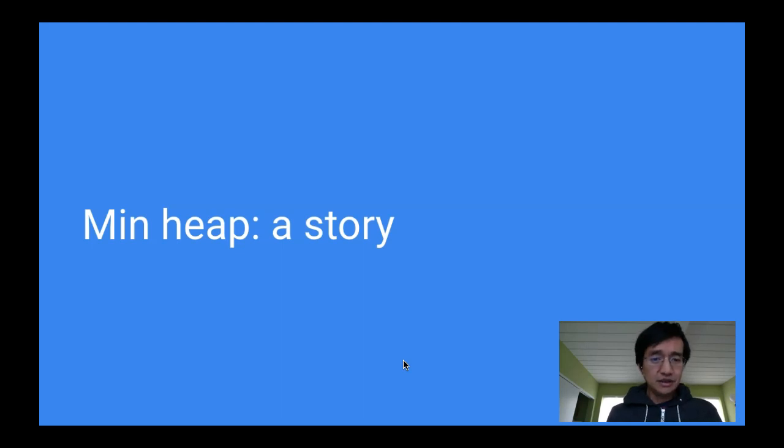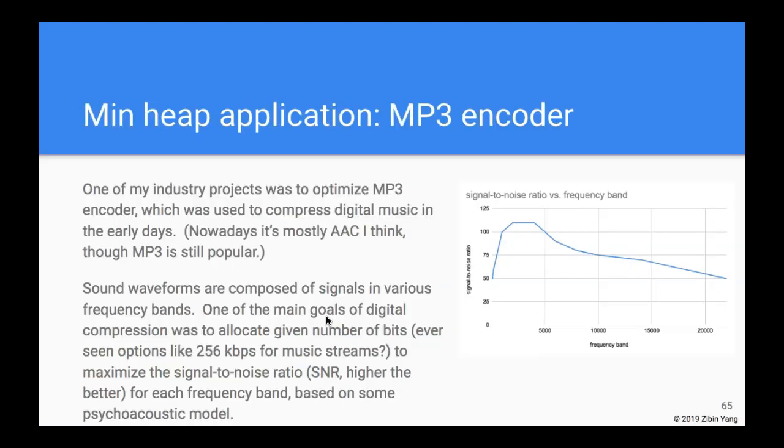Hi, in this video, I'm just going to tell you a little experience that I had with MinHeap. One of the earlier projects that I worked on when I started in the industry was to optimize what's called an MP3 encoder. An MP3 encoder is used to convert and compress digital music into the MP3 format. And this was very popular maybe 2 decades ago.